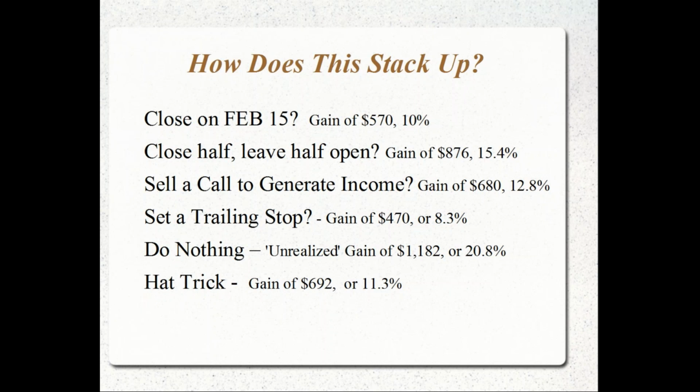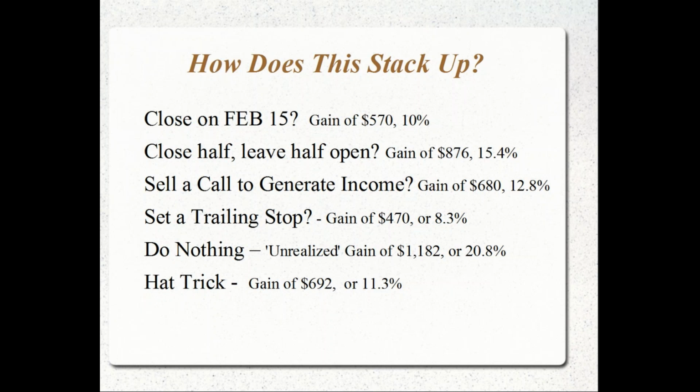Because you were lucky. You were hoping and praying, and your hopes and prayers were answered. It moved up another $6, another 10% after the first 10% move, essentially. Now you're looking at a 20.8% gain. The hat trick, which solved all three of our goals, still outperforms the trailing stop, outperforms closing early, but falls to the other three examples.